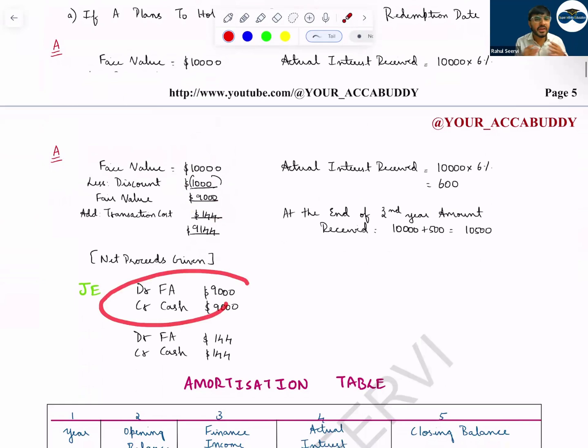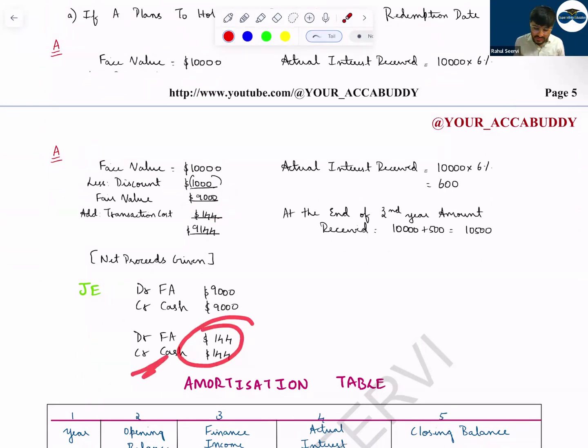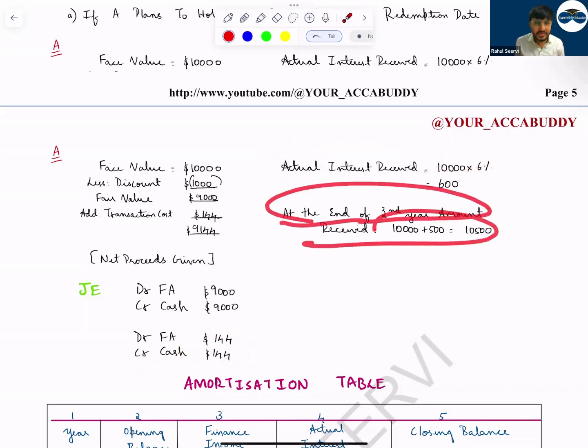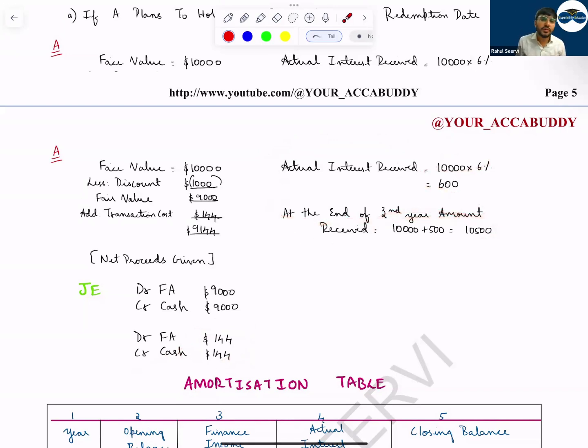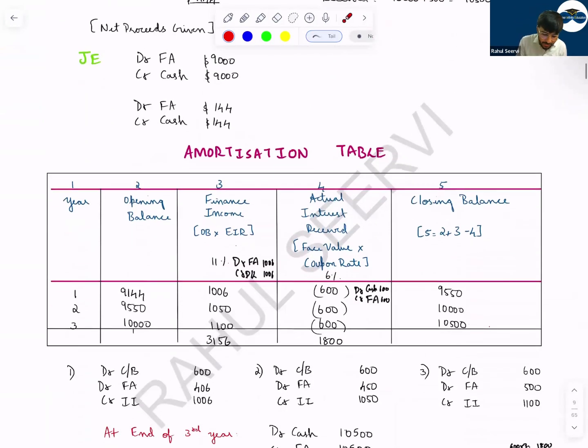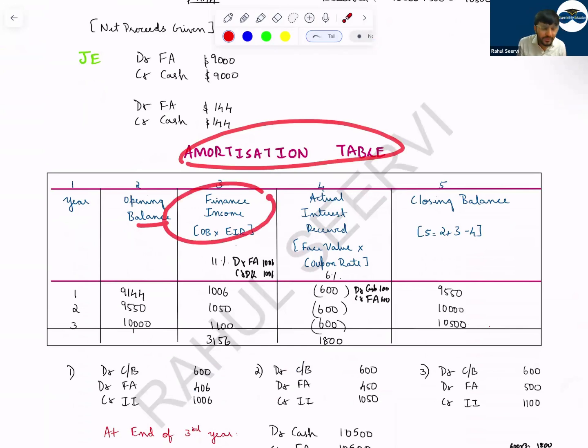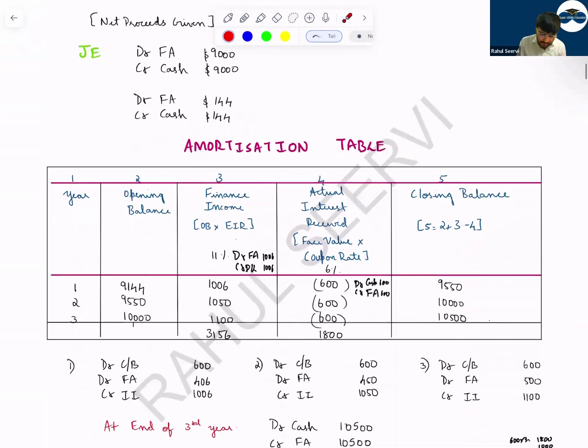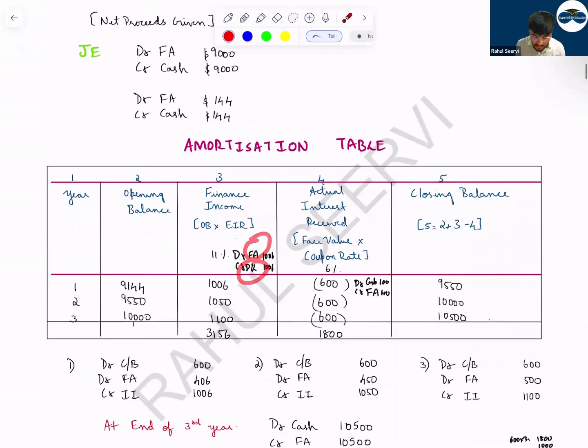Debit financial asset, credit cash 9,000. Then we are paying the transaction cost, so we have to increase this. Then what is the actual interest received? 10,000 into 6%. At the end of the third year, the amount that should be received is 10,000 plus 500 of premium, so 10,500. Then the amortized cost opening: this is finance income, not a finance cost. So debit financial asset, credit finance income in P&L, and then the actual payment is made on the coupon rate. You get your closing balance.